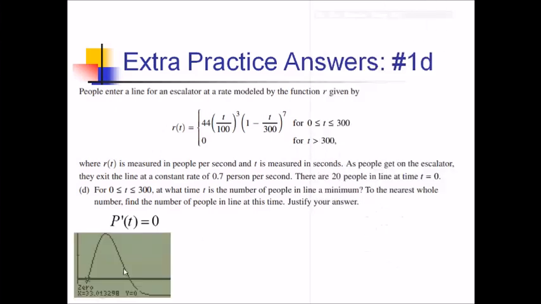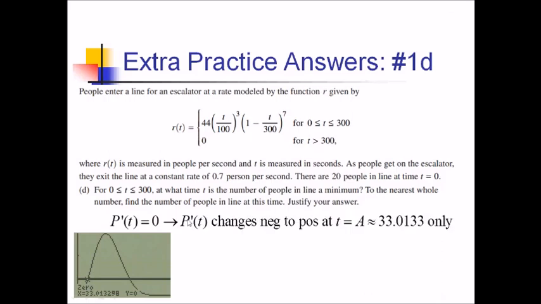In fact, in order to only consider this critical value, I'm going to say that p prime changes negative to positive at t equals A, equals that big number, only. So I've done a few things with this sentence. I'm saying that, hey, there's a critical value here, and I'm considering only this critical value because this is my only local min. So this phrasing allows me to not even bother looking at this other critical value. And I'm also letting A represent that number so that I can use it in my work whenever I want now.